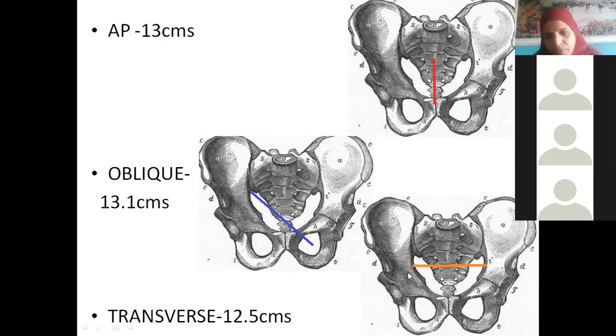Iliopubic eminence. This is the ilium bone, this is the pubic bone, ilium bone and pubic bone. So what is the name of this eminence? Whatever is raised, iliopubic, this one. So you have to go a little lower down. Yes, okay, ma'am. So if you measure from the right side to the left side, what is the name of this dimension? Transverse diameter. How much is the transverse diameter? 12.5 centimeters.